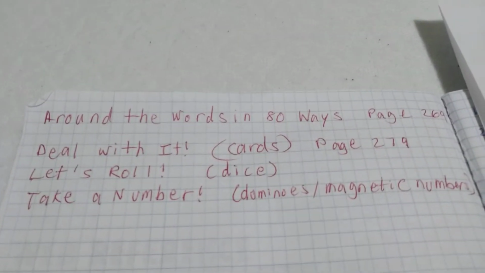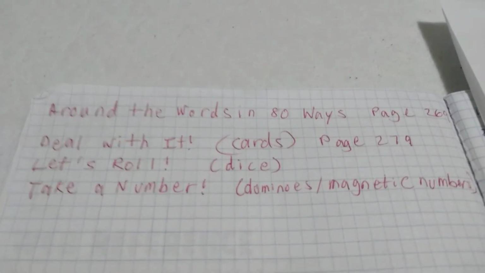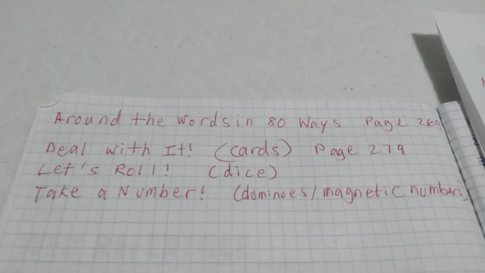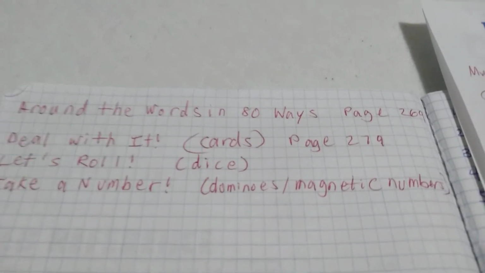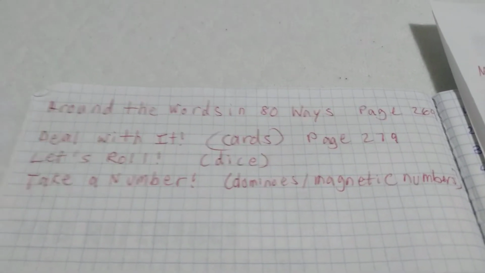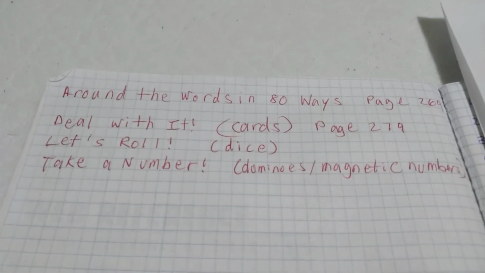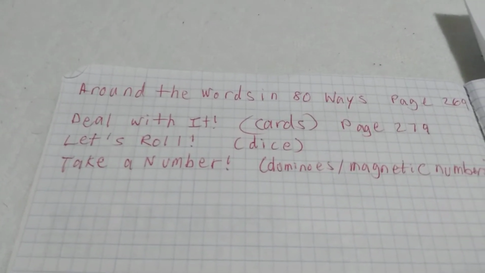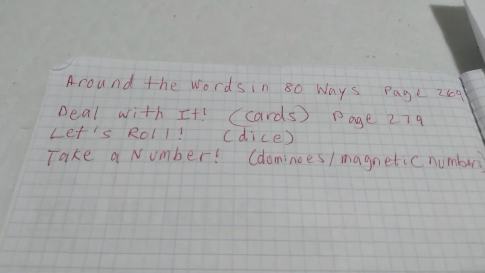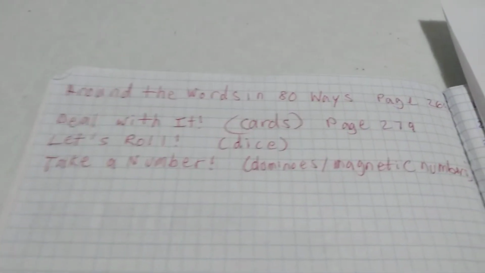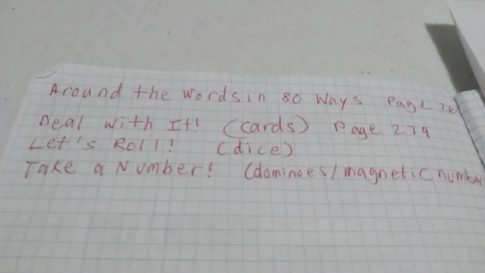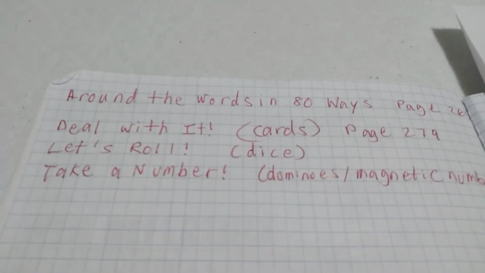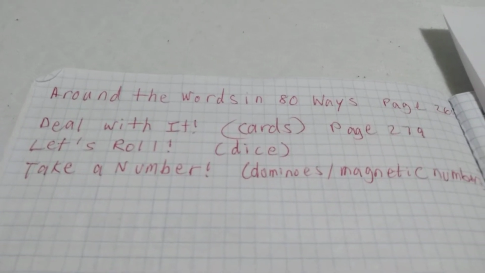There's actually four games we're going to play in today's video. The first one is called Capital, around the capital words in 80 capital ways. You can find that on page 269 of the binder for all of you, thousands and thousands of you who have purchased the digital or hard copy. Capital Deal with Capital It, that's using cards, making sentences of different lengths depending on what card in the deck you get, from ace to king, including the joker, which is wild.